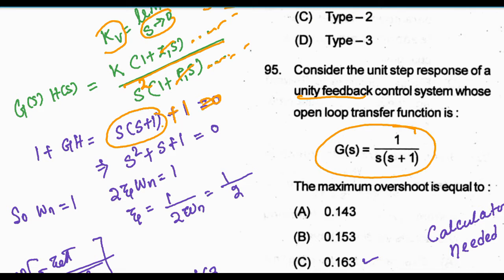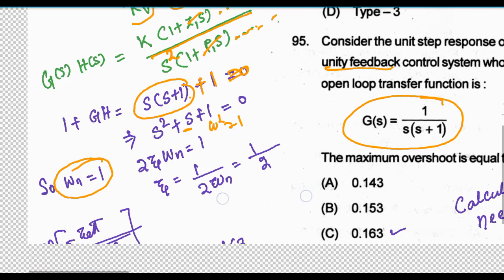So here omega n square is equal to 1, that means omega n is equal to 1. 2 zeta omega n s is equal to 1 s, that means 2 zeta omega n is equal to 1. Zeta is equal to 1 by 2 omega n, which is equal to 1 by 2.